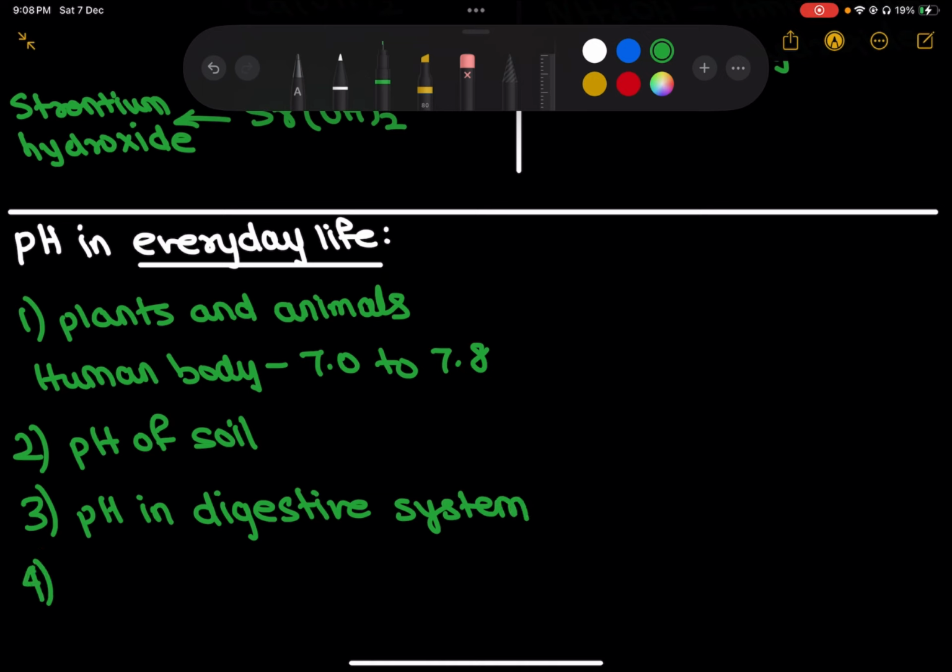Now we'll move on to the fourth one, which is pH change in tooth decay. We know that the tooth enamel starts decaying, right? It starts becoming black. So why does that happen? When you don't brush your teeth properly, or when you eat food, basically, the bacteria which are present in your mouth feed on the sugars or the food particles which are stuck in your teeth.